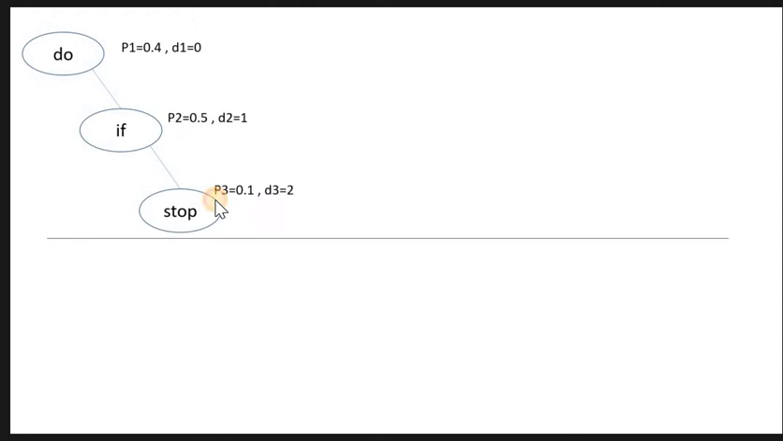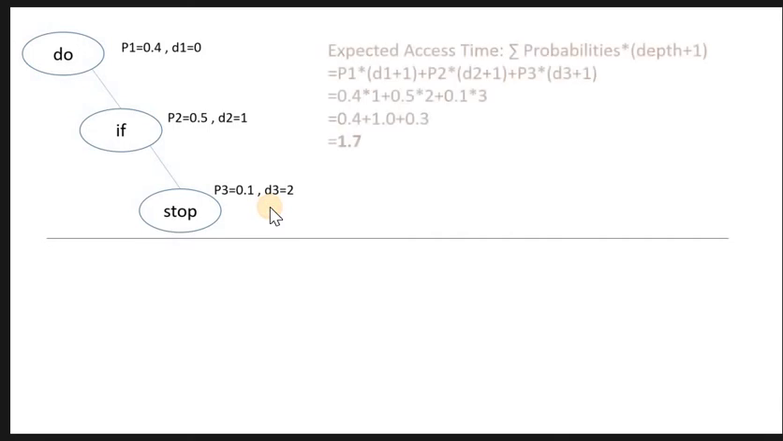Now we'll go ahead with the next combination where do, that is the first keyword, is the root node, and if you are choosing this as a root, obviously if and stop go to the right side. Now again use the same probabilities which are given in the problem. You just mention the depth, which changes in every binary search tree. So here depth is 0, here depth is 1, and here depth is 2. You put the values in the formula and you will get the value 1.7 as the expected access time for this given binary search tree.